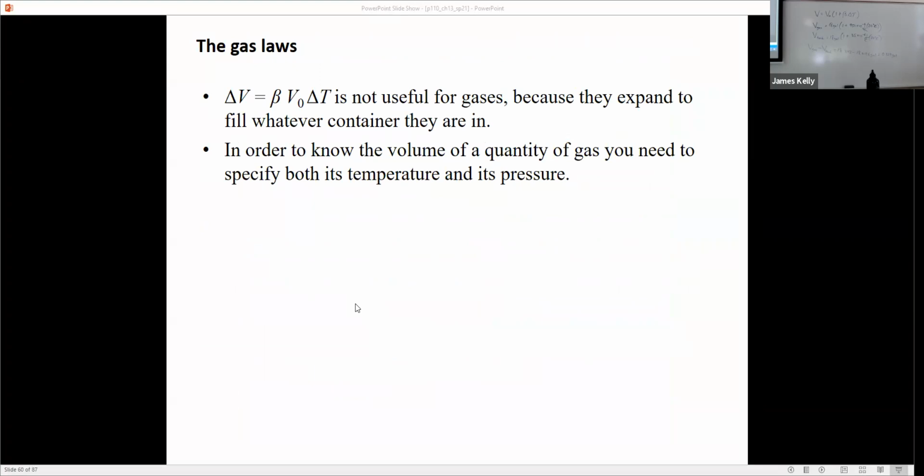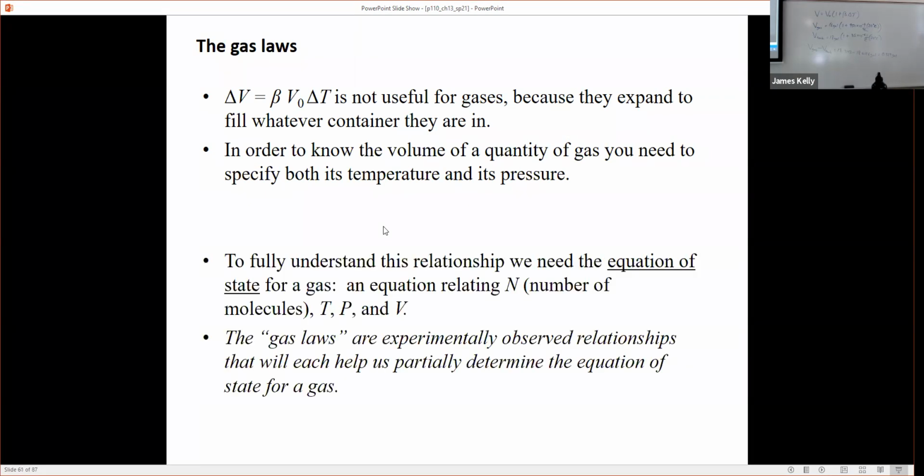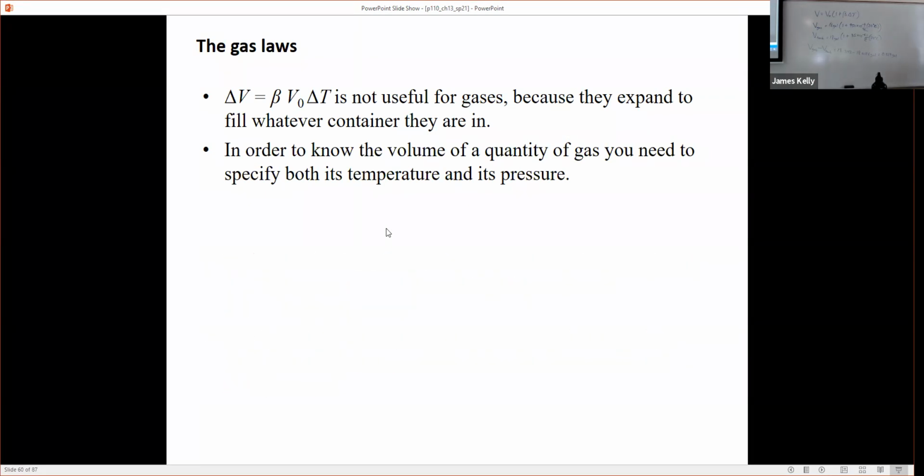Okay. Now, what about gas? Well, again, gas is a little bit more complicated in that it doesn't have a well-defined length. It doesn't have a well-defined volume. If you put gas in a container and you make the container bigger, the gas will just fill it. But if we want to know something about the volume of a quantity of gas, you have to know several things about it. Its temperature and its pressure is one way to know the volume of the gas. So if you have a certain quantity of gas, you need to know what the temperature and pressure is.